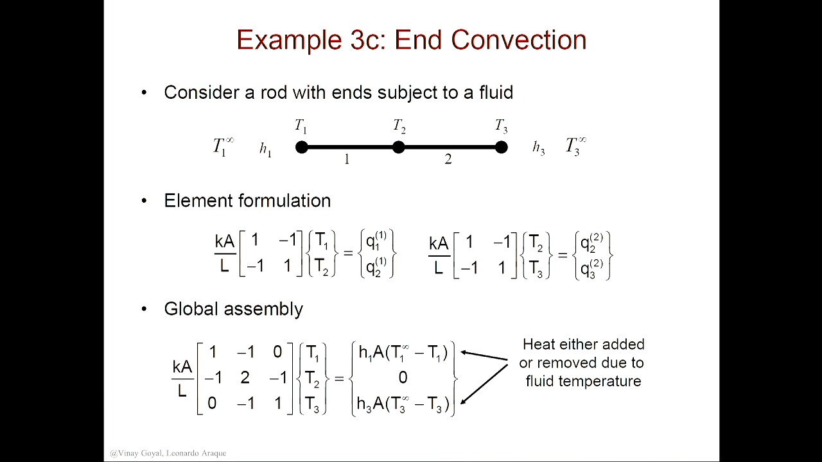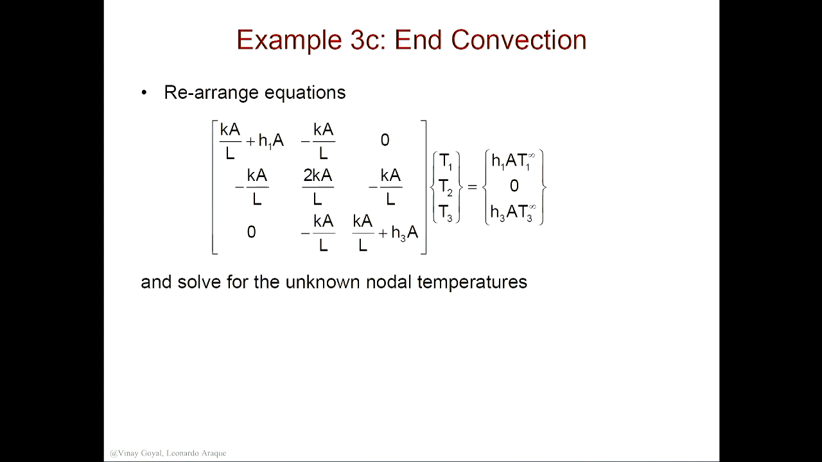Bring this T3 times H3A to the other side? And then I'll just have T1, T2, T3 again. Nothing to worry about. So we augment the matrix, we rearrange it, and I get the H1A there, H3A there. And now these are known quantities.